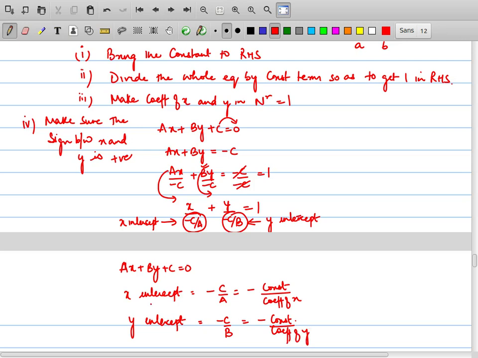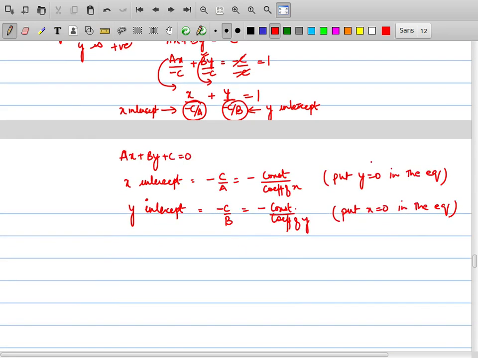Another way of finding x-intercept or y-intercept is to put y equals 0 in the equation, and in the other case, put x equal to 0 in the equation. Because the x-intercept is the point where your line cuts the x-axis, and at that point the y-coordinate is 0. Similarly, for the y-intercept, you need the point where the line cuts the y-axis, and on the y-axis the x-coordinate is 0.